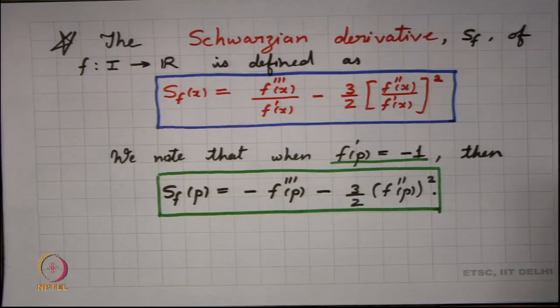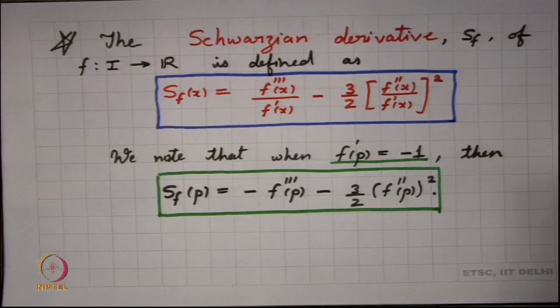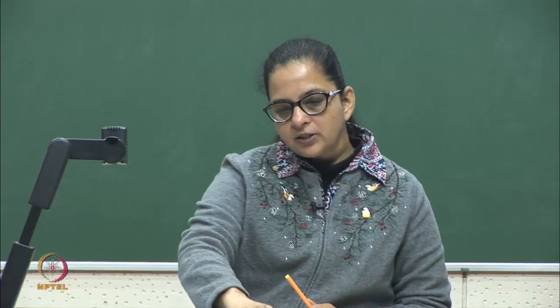Now, let us look at what happens in the case of a non-hyperbolic fixed point where f prime of p happens to be equal to minus 1. In that case, I can simply deduce that the Schwarzian derivative at p is minus f triple prime p minus 3 by 2 f double prime p whole square. And we can now analyze this, because the analysis comes up in terms of the Schwarzian derivative.